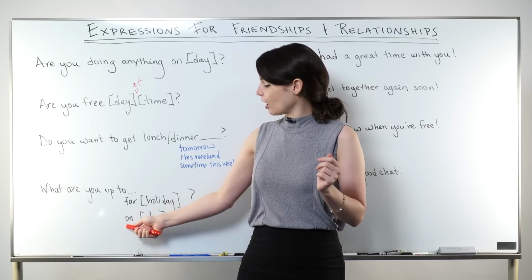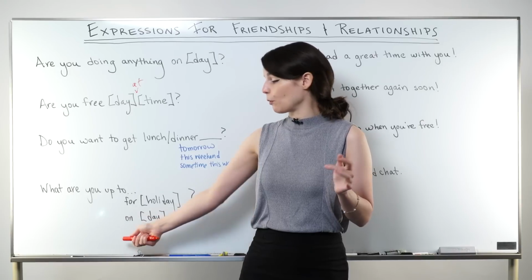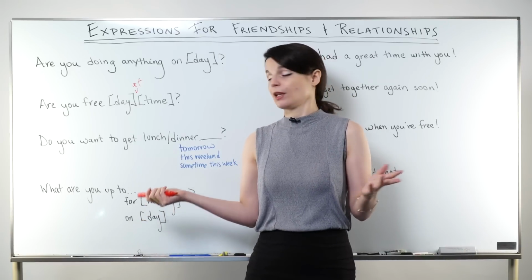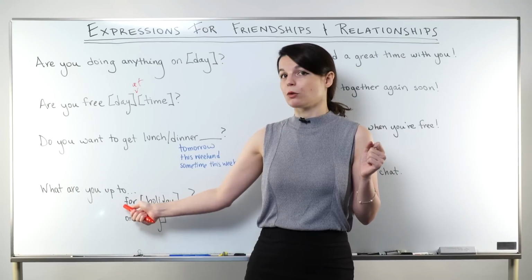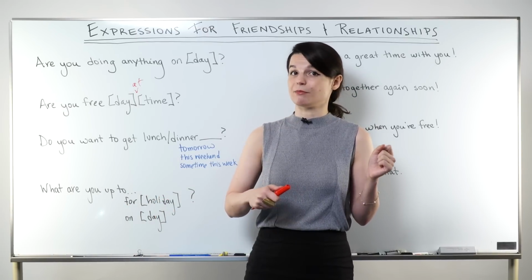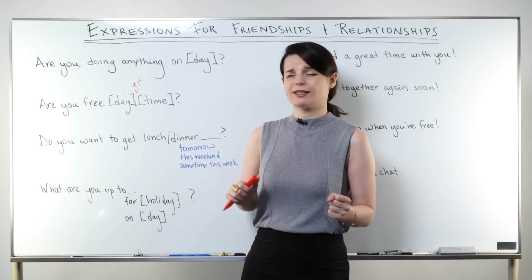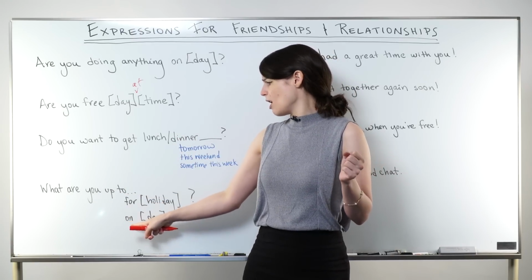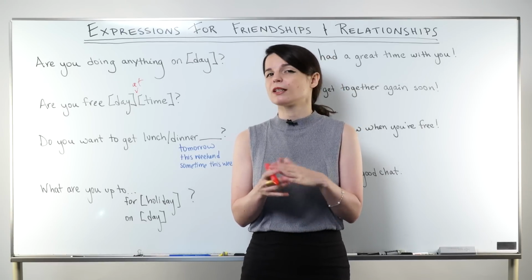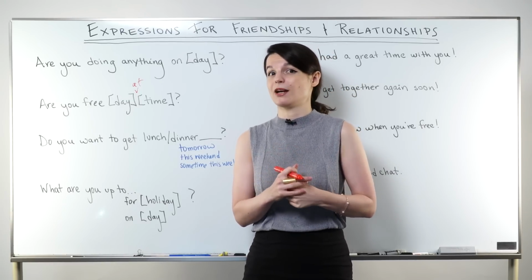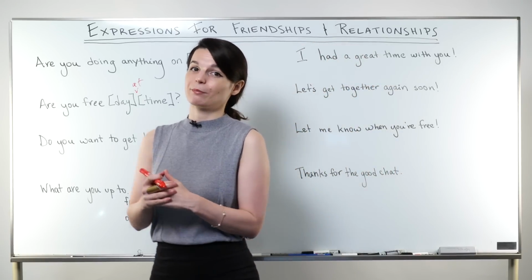You can also use the on pattern. What are you up to on Saturday? What are you up to on Sunday? What are you up to on Monday evening? So in this case, we use on plus a day. We use for with a holiday. We cannot mix and match these. We cannot say, what are you up to for Sunday? That's not something we generally say. We also don't say, what are you up to on Christmas? Maybe you would hear that in British English, I suppose, but it's not a pattern that's so common in American English. So what are you up to is a question about someone's plans.